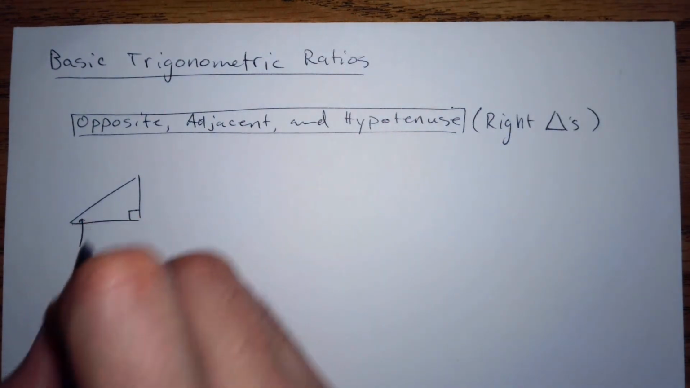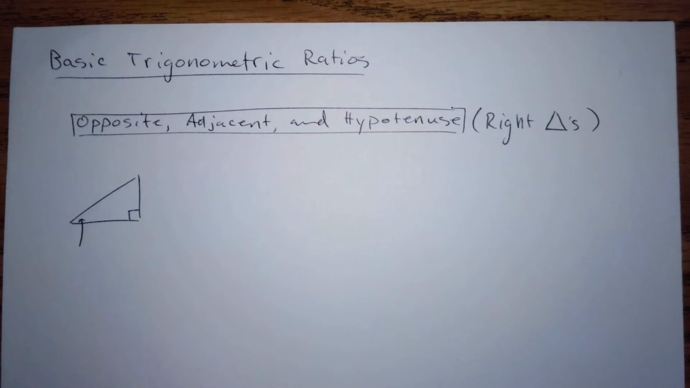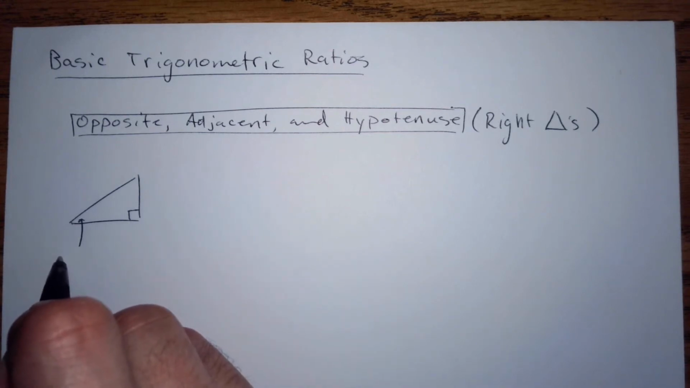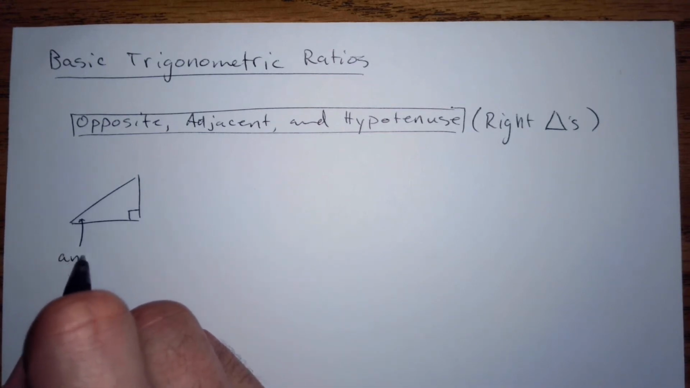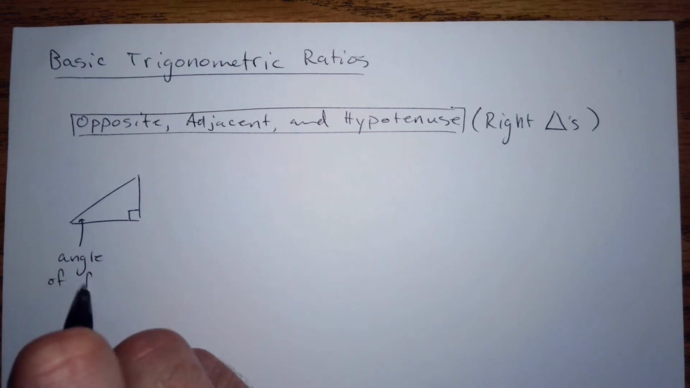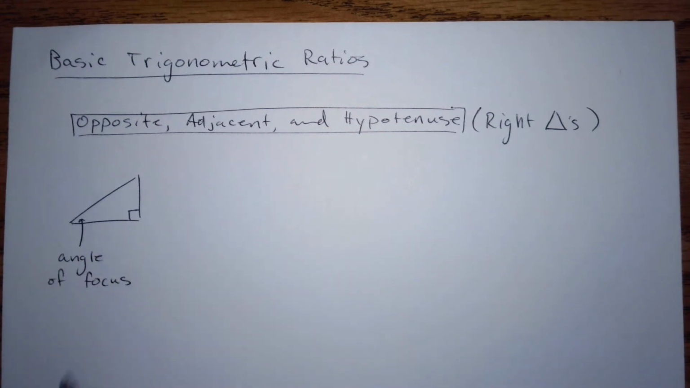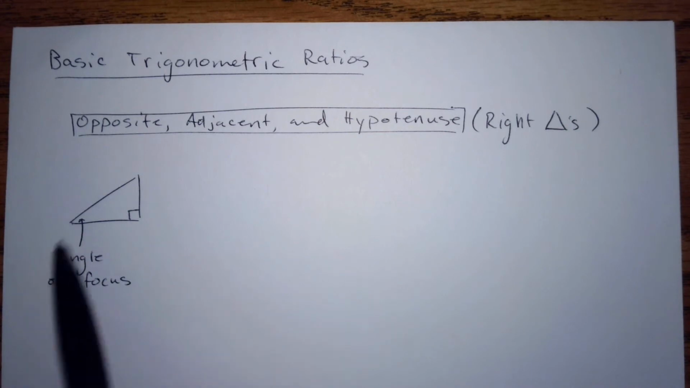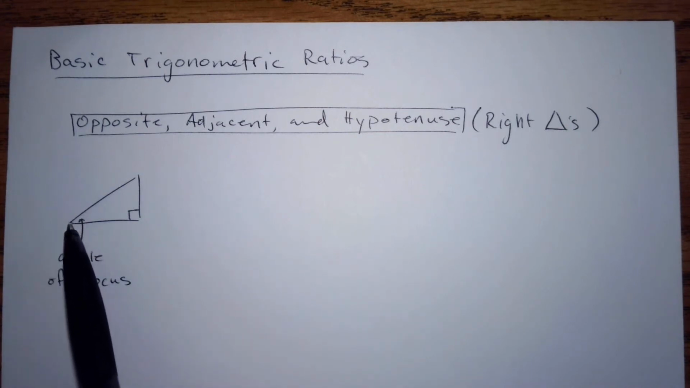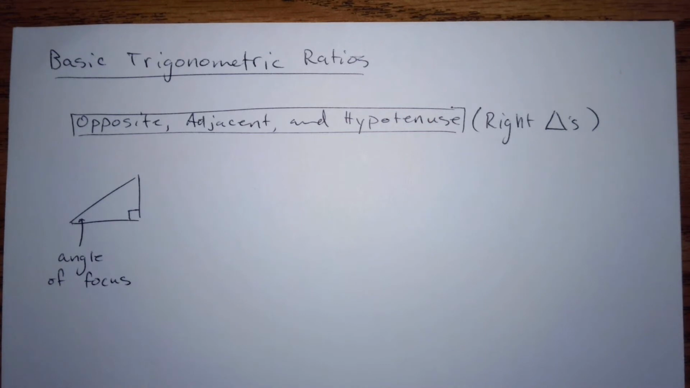And in this bottom left corner, I'm going to call this, it's not an actual term, but I'm going to use it today to explain the rest of the lesson, but this is not a real term. I'm just making it up. Angle of focus. So for all of this, the angle of focus, I'm going to choose that. It's never going to be the right angle, but it's either going to be this acute angle or the top acute angle. So angle of focus, that's what I'm saying. We're focusing on this angle right now.